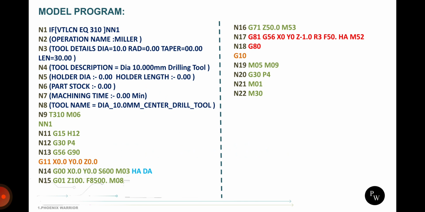So after that, G56 as well as tool length in positive direction, and G90 is the absolute command. If you are using G91, that is considered an incremental method. So that's a relative method. So after that, G11 X0 Y0 and Z0. So it's a datum shift line.